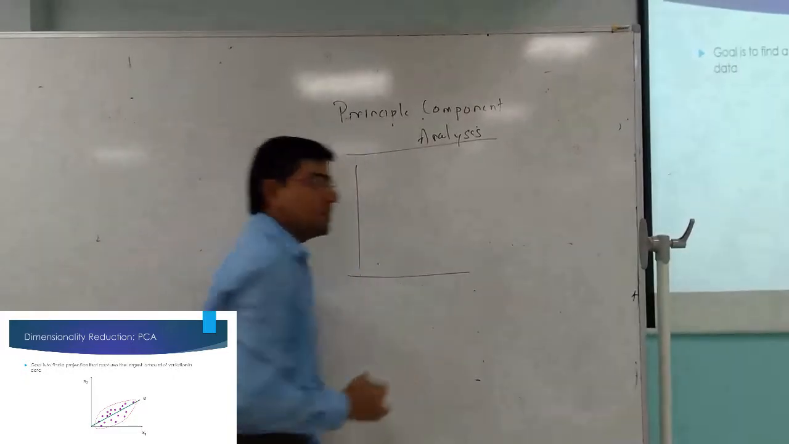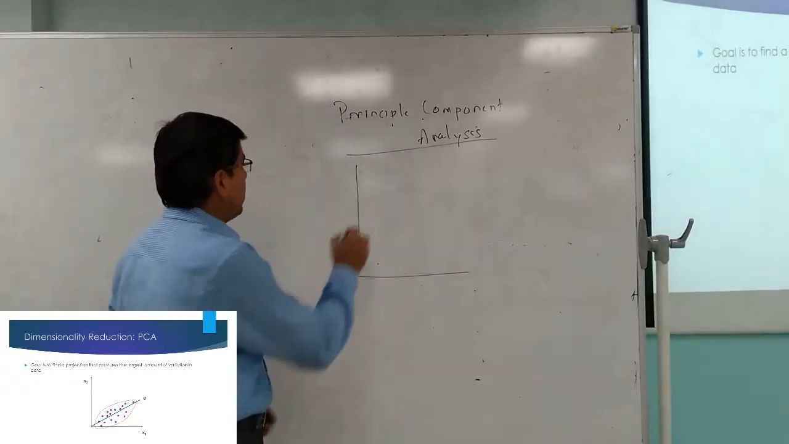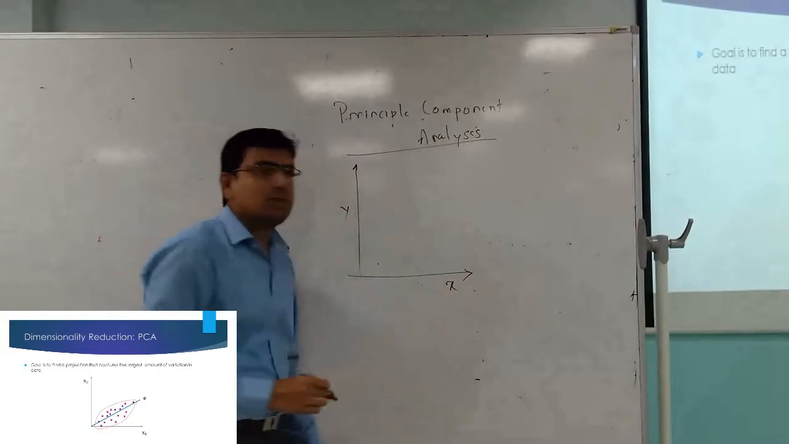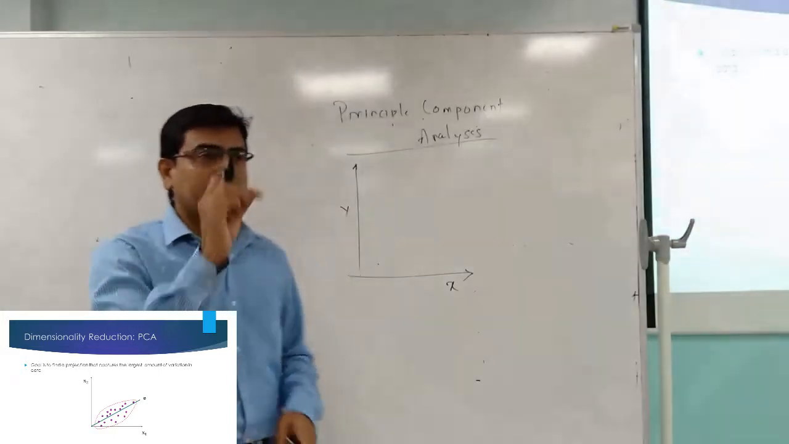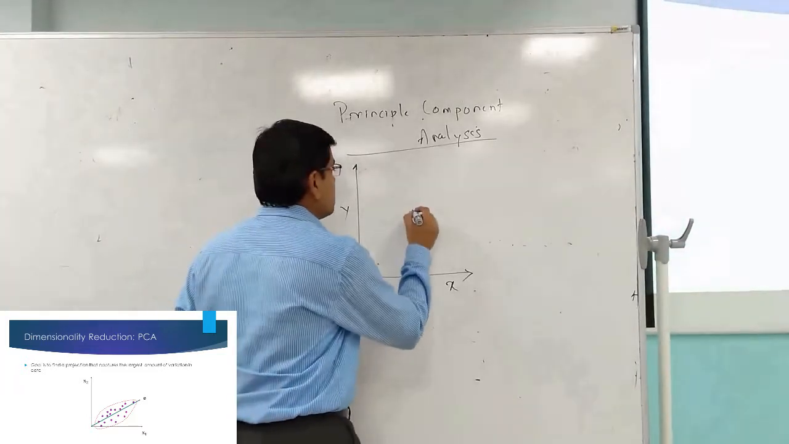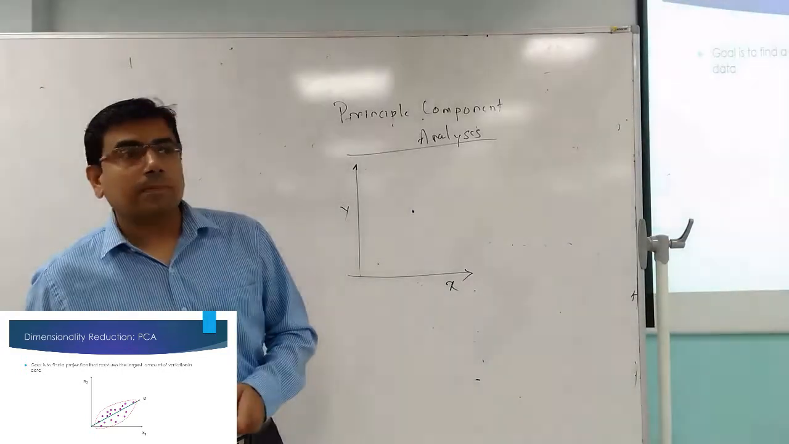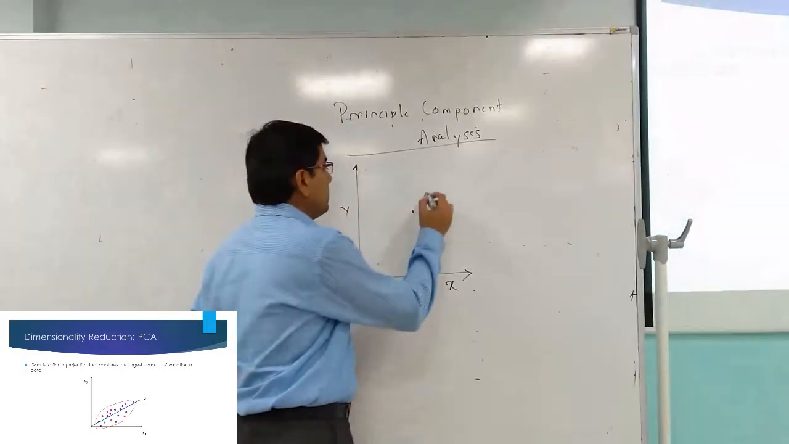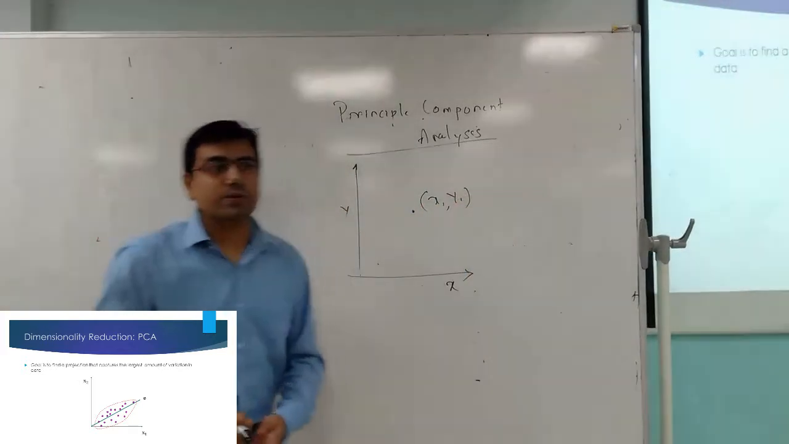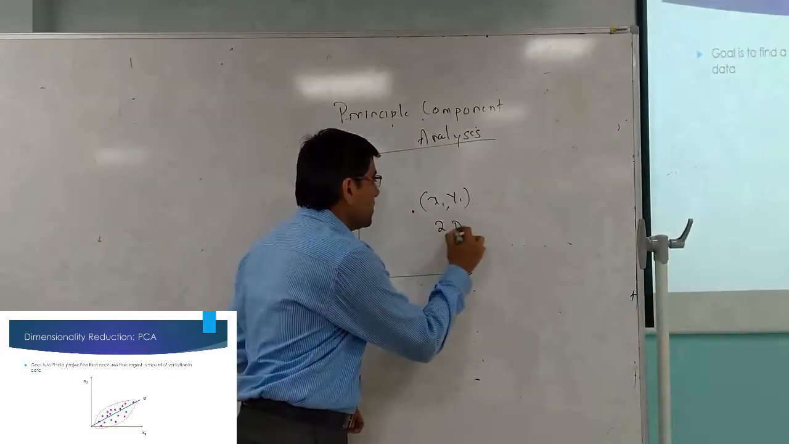Let us consider a two-dimensional data plane. In the plane, these are the axes, the y-axis and the x-axis. Suppose I take any point on this two-dimensional plane. How many attributes are required in this case? Say x1, y1. Any data on this two-dimensional plane will have 2, so I can say this is two-dimensional data.